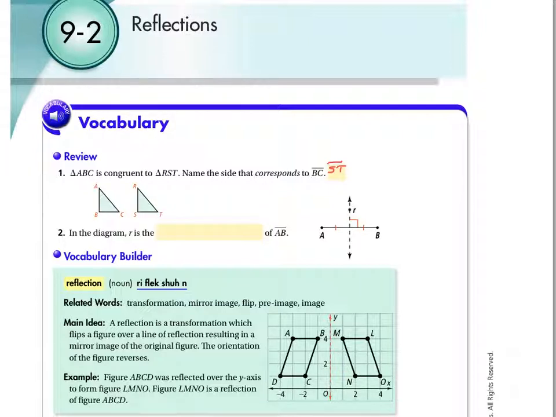In the diagram, and that's the diagram here, R is the blank of line AB. What do you notice about the markings? So what does this tell you? Perpendicular, and what does this tell you? Bisects it. So what is R? Perpendicular bisector.